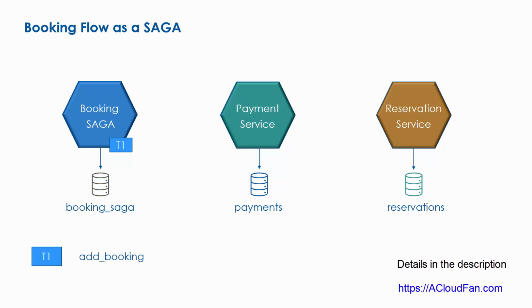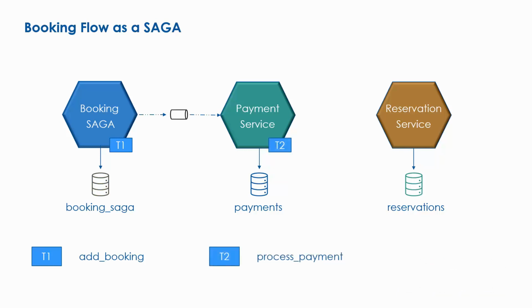This will lead to the emitting of an event which will be received by both the payment service and reservation service. Reservation service will ignore this event, whereas the payment service will execute the transaction for processing the payment. On successful processing of payment, the payment service will emit an event which will be received by the reservation service, and in response to the successful payment, the reservation service will execute a transaction to process the reservations. If everything goes fine, then the booking will be confirmed in the booking SAGA.